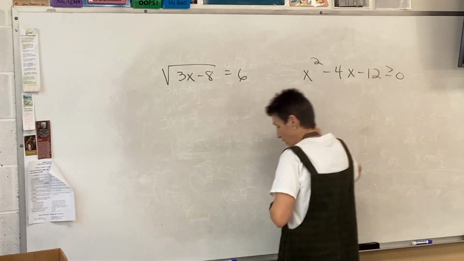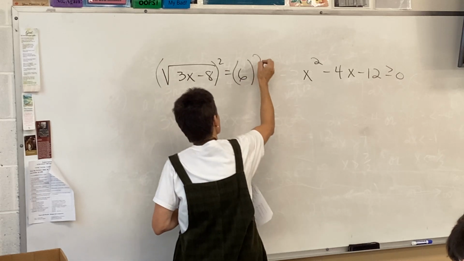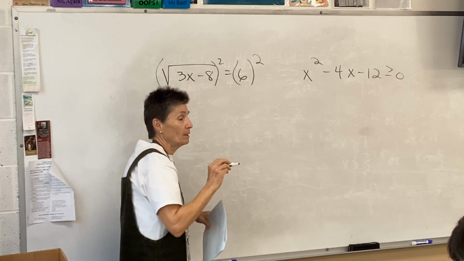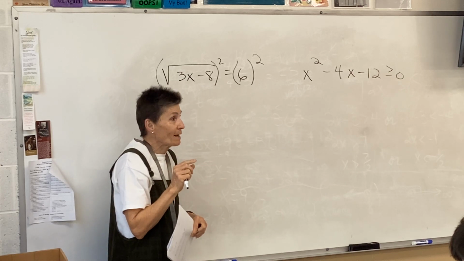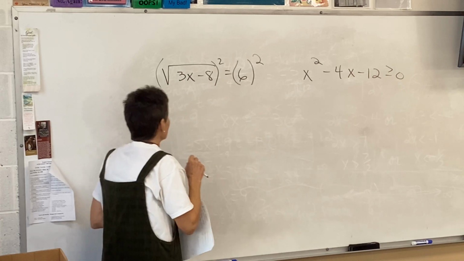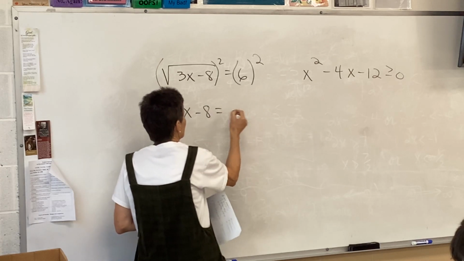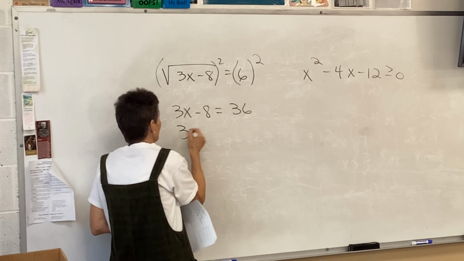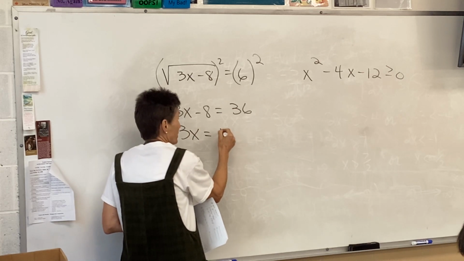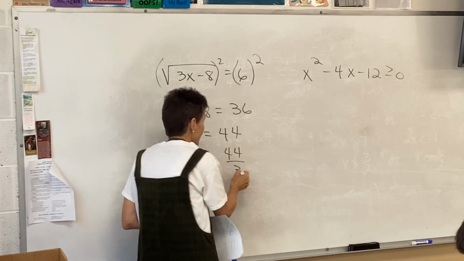Square both sides. What a great plan. And when you square both sides, that's the kind of problem where you might have an extraneous root. So I think I'll check my answer when I'm done just to make sure that it all works out. Anyhow, so I got 3x minus 8 equals 36. So 3x equals 44, and x equals 44 thirds. How's that look to everybody?